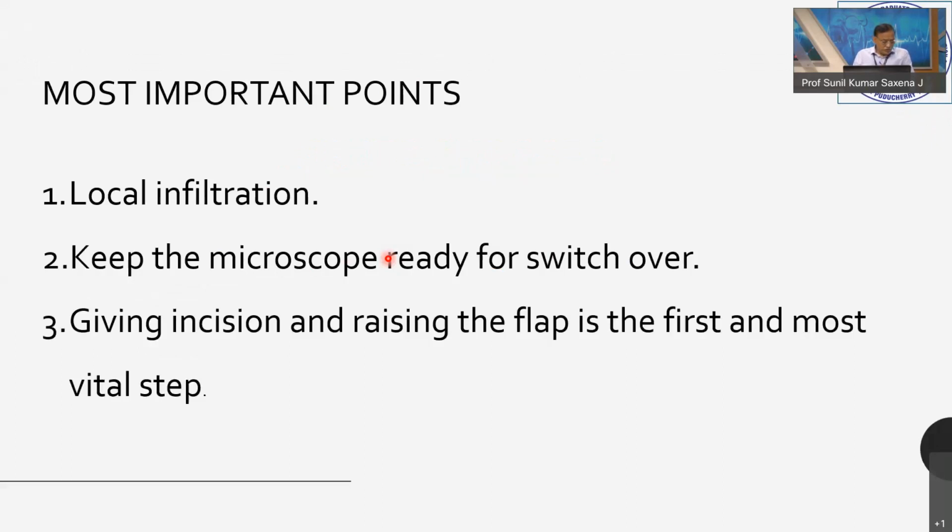Now, about the surgery, once you have decided to do surgery, what are the important points? How will you proceed? The important point in surgery, to me, first and foremost, is local infiltration. Local infiltration is given at the cartilaginous and bony junction, at 3 or 4 points. And to me, that is a little difficult in the beginning.